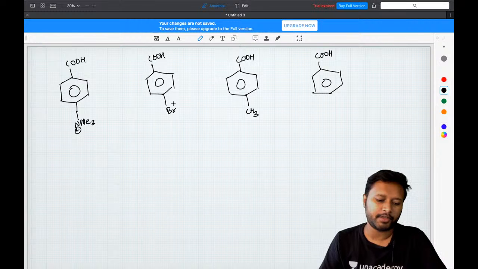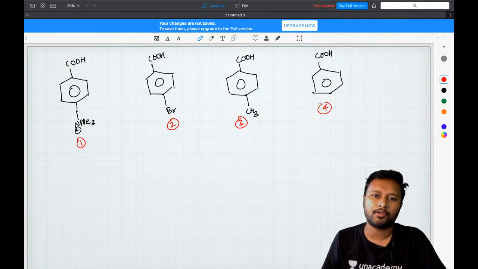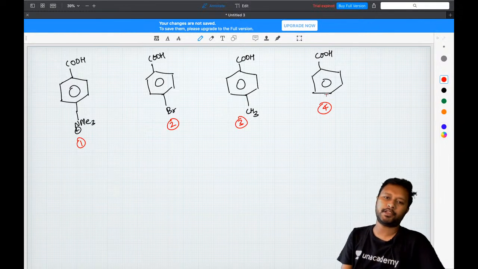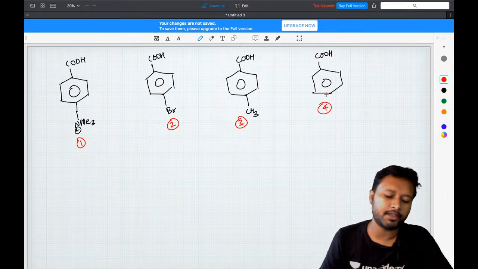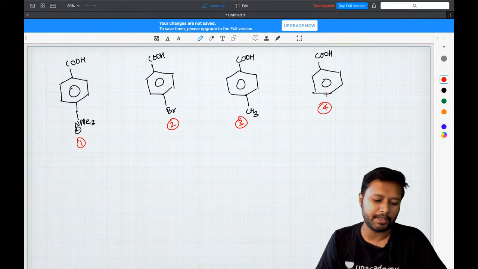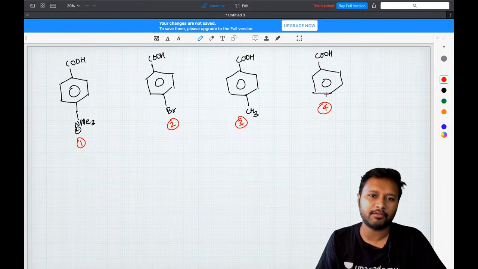Which one will be more acidic? This is first, second, third and fourth. Which one will be the most acidic? Look at the molecules. B. Okay, I got B in one or two cases.